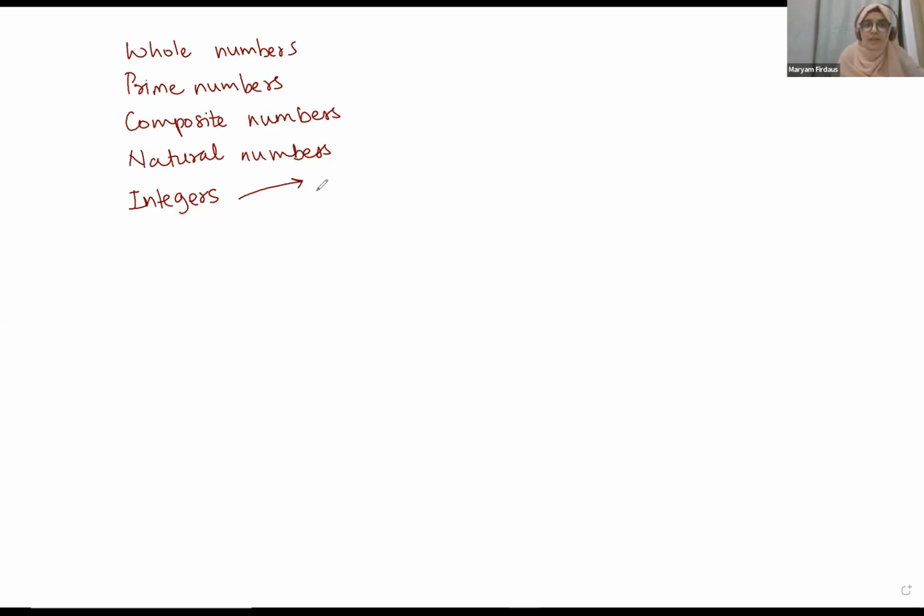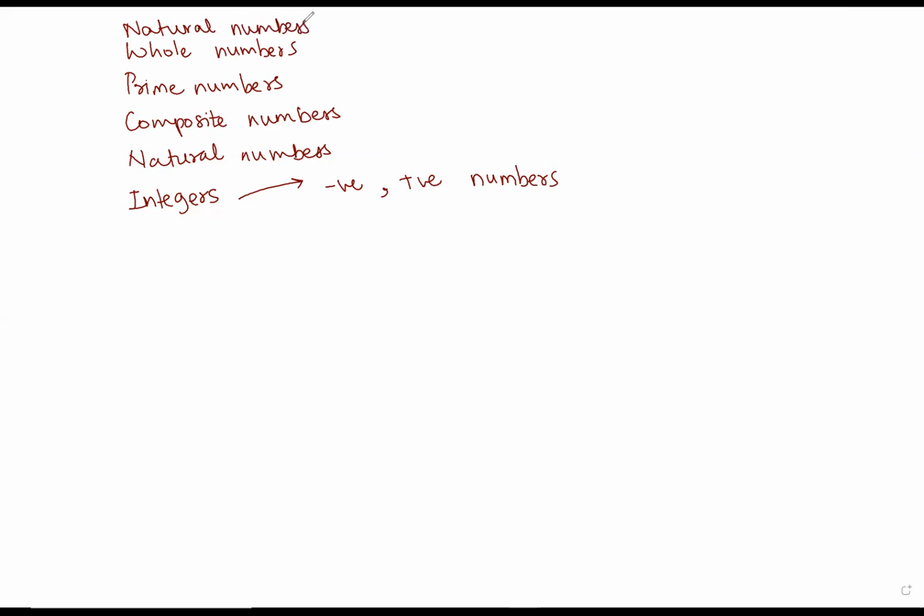So you said integers are negative as well as positive numbers, right? That's what you said. So let's take a look at each of these, the ones that you have named. How about natural numbers? Are you aware of natural numbers? What are natural numbers, Hiba? Can you give me some examples?